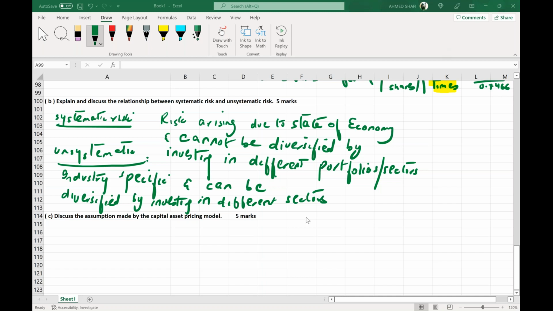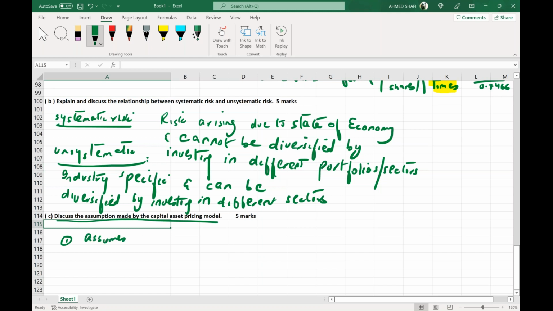The last requirement also is coming straight from the CAPM and BPP text. If you have gone through the text, I believe it's a very easy mark scoring requirement. Discuss the assumptions made by CAPM. Assumptions or limitations are the same thing. If you go and read the text, the limitations and assumptions of CAPM are clearly mentioned there.